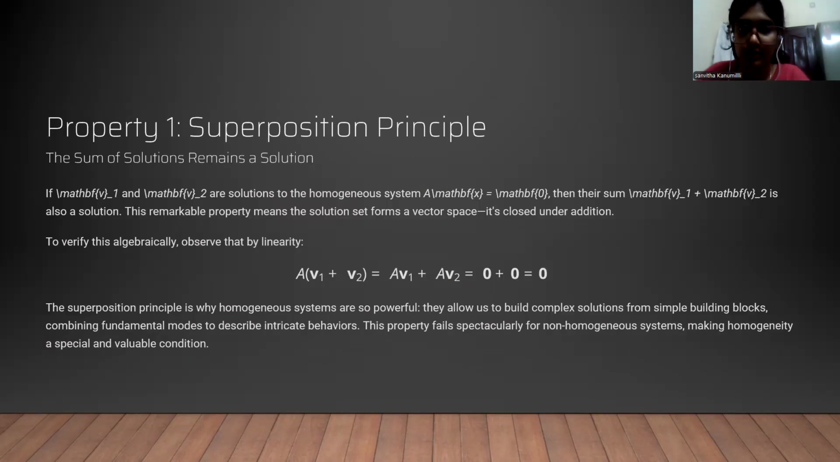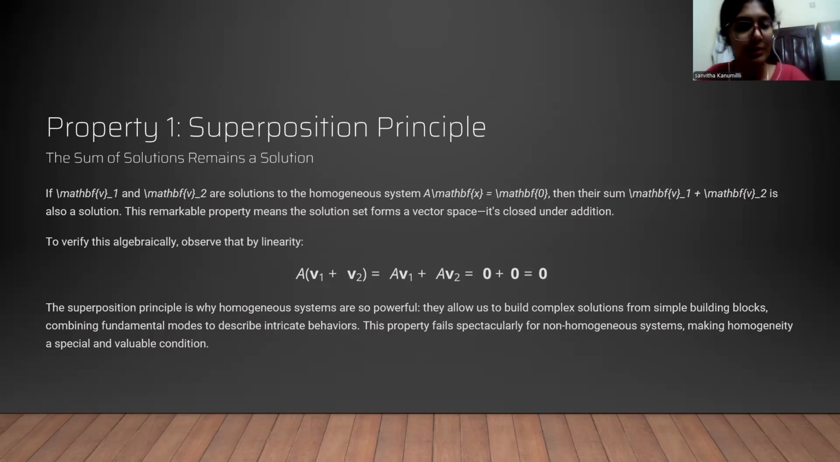So property 1 is the superposition principle. The sum of solutions remains a solution. So if there are two solutions to the homogeneous system, their sum is also a solution. This remarkable property means the solution set forms a vector space. It's closed under addition. So to verify this algebraically, we observe the linearity: A(v1 + v2) = Av1 + Av2, which equals 0 + 0, which is 0.